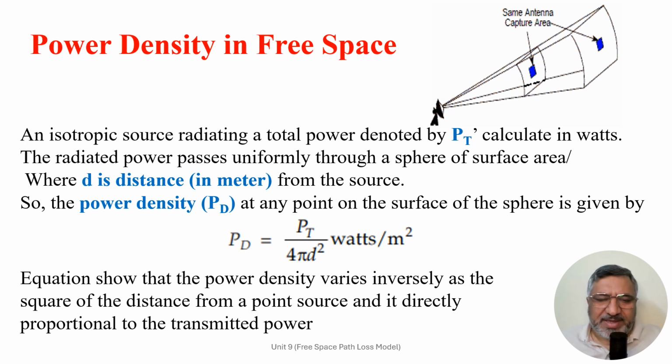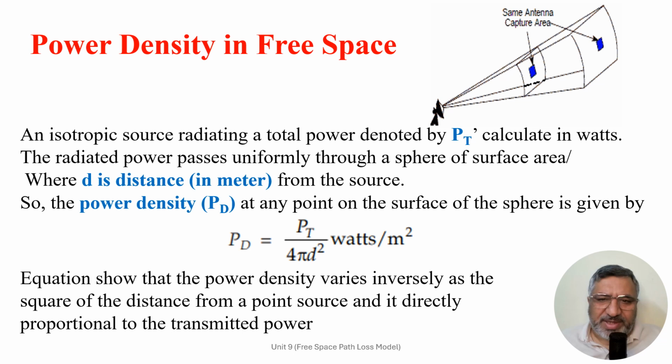can be written as power density equals Pt divided by 4 pi d squared, where Pt is the power transmitted, in other words radiated by the source, and d is the distance from the source. The factor 4 pi d squared in the denominator accounts for the spreading of the wave over an expanding spherical surface as it propagates through space.